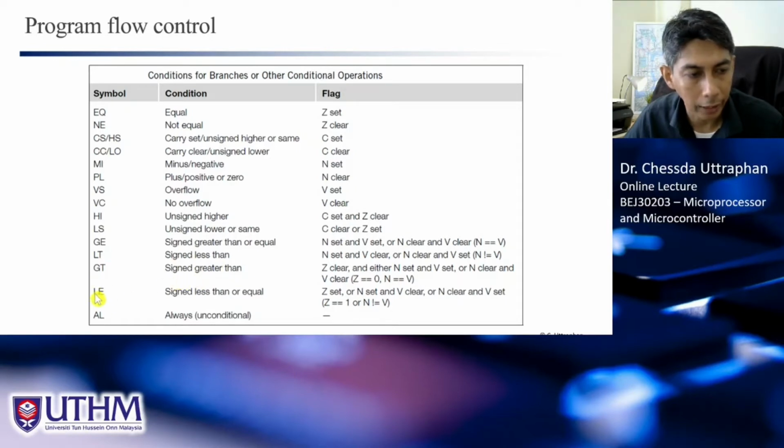And we also have LE, signed less or equal. And we also have the last one, BAL or just B, right? This is always branch, no condition, unconditional. It means that if we have this instruction BAL in our program, your program will need to branch, no matter what the condition is. So this is an unconditional branch.